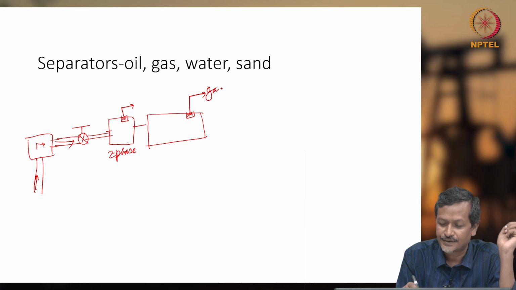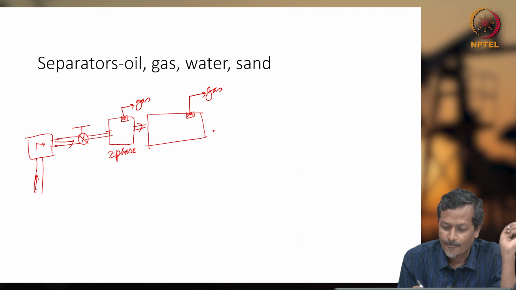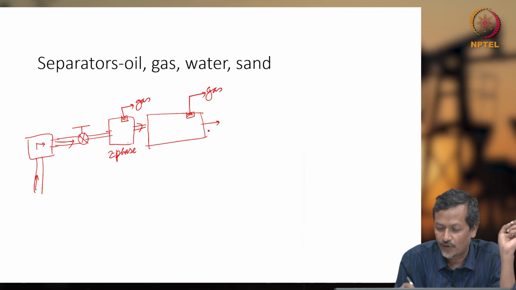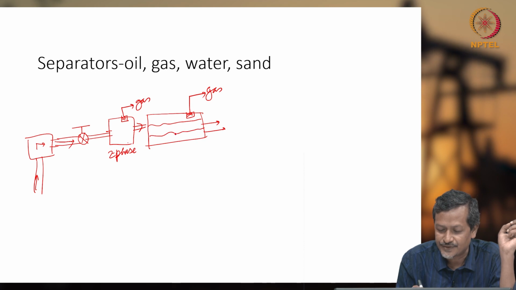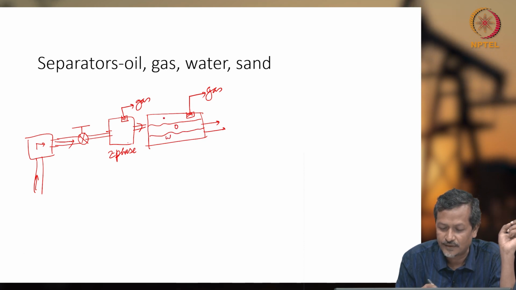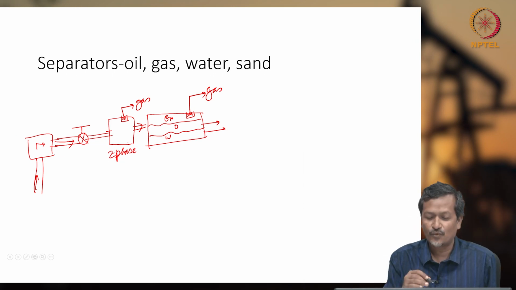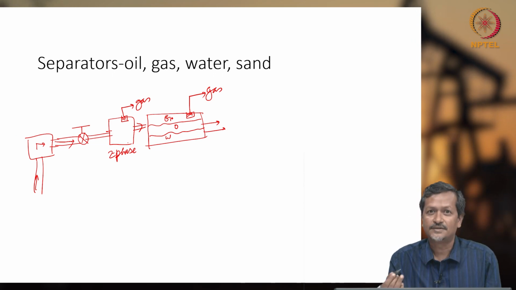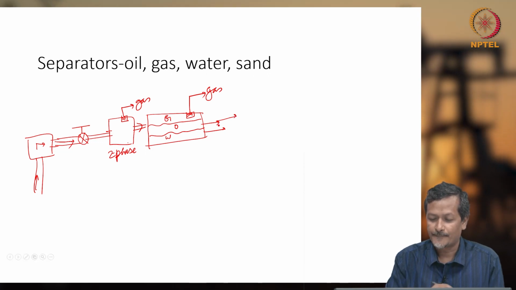Now, gas again. Then you are getting oil out and water out, because the oil layer is here and the water layer is here. So water, oil, gas. I am denoting G as gas, O as oil, and W as water.